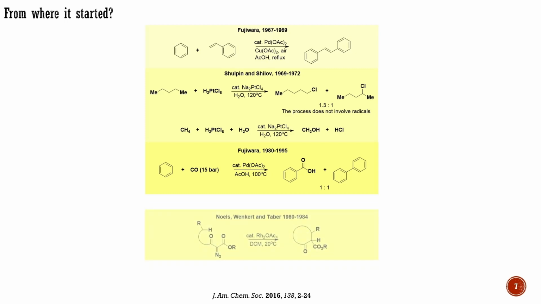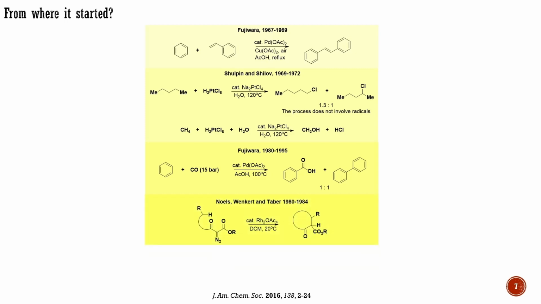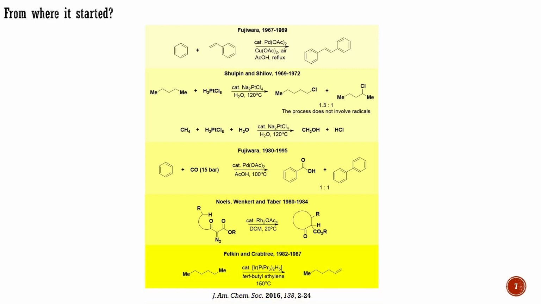The rhodium-catalyzed CH insertion of carbenes was developed during the same period. This topic will be covered in detail in the lecture devoted to metal-carbene complexes. The final, historically important CH transformation I want to highlight is the iridium-catalyzed olefination of alkanes developed by Felkin and Crabtree during the 80s. This reaction later found some industrial applications.